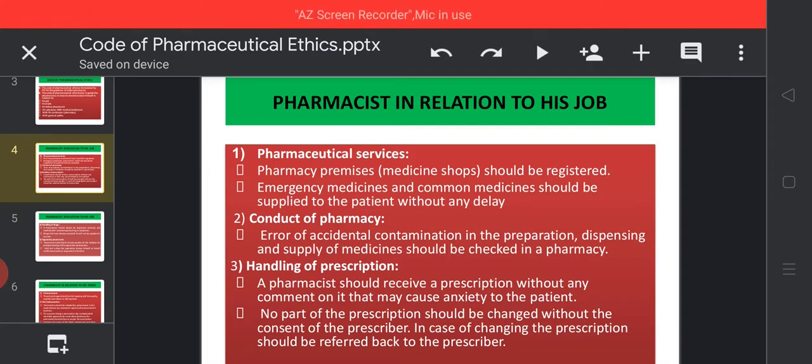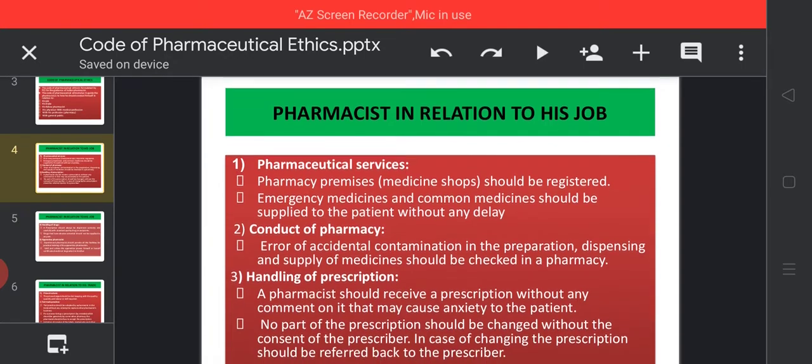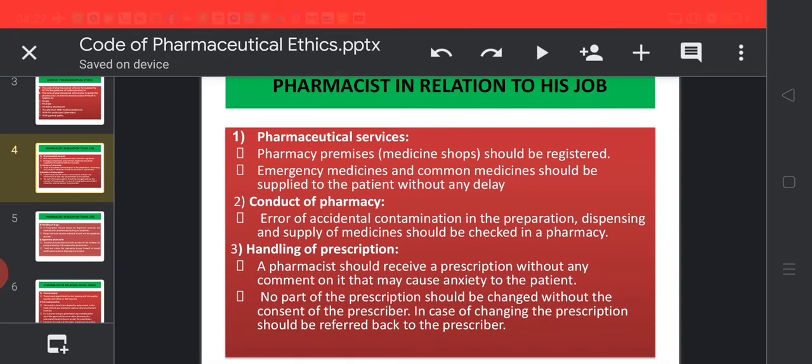सेकेंड फॉरमोस्ट ड्यूटी ये भी है कि इमरजेंसी मेडिसिन, एसेंशियल मेडिसिन, emergency medicine and common medicine should be supplied to the patients without delay. बिना लेट हुए, बिना डिले किए हमें जल्दी से जल्दी emergency medicines and common medicines should be supplied to the patient.